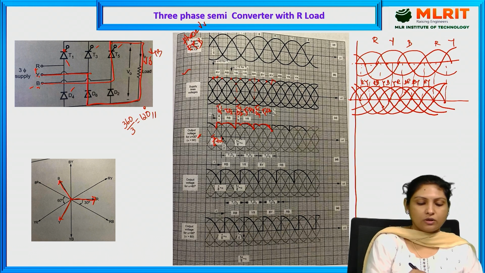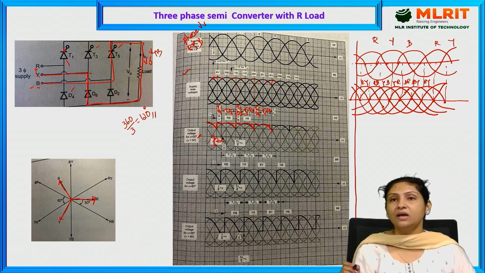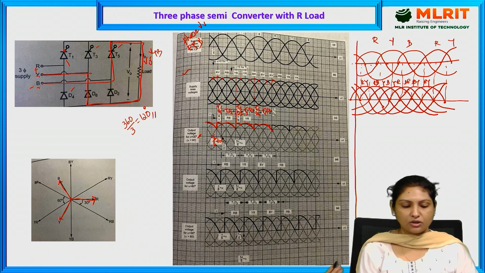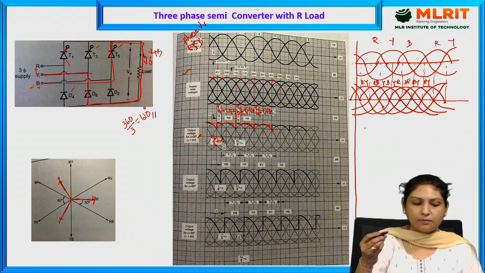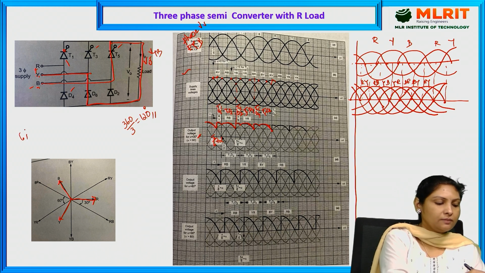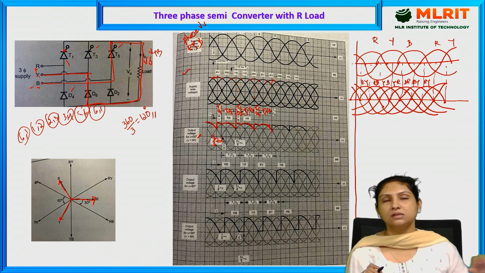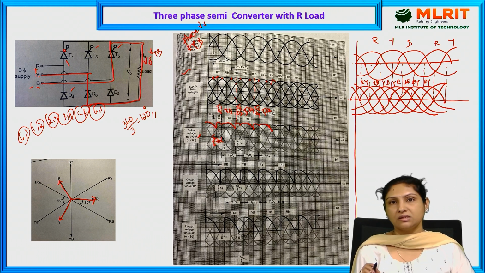So hope you understood. And let me give you the sequence of conduction of the devices. That is, usually it will be 6 1, 1 2, 2 3, 3 4, 4 5, 5 6, and again 6 1, the cycle repeats. This is how the sequence of the devices will be.